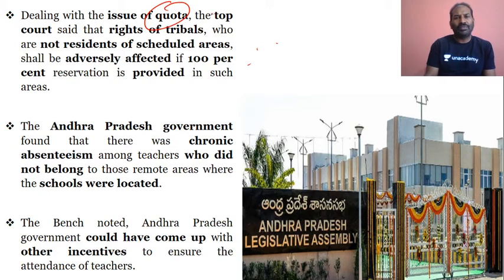Dealing with the issue of quota, what the top court said is that the rights of tribals who are not residents of the scheduled areas shall be adversely affected if 100% quota reservation is provided in such areas. You would get more explanation because it was also talking about unfair, unconstitutional, illegal, and against merit itself. Yes, all those are correct, but the ultimate point the Supreme Court has spoken about is the quota system.